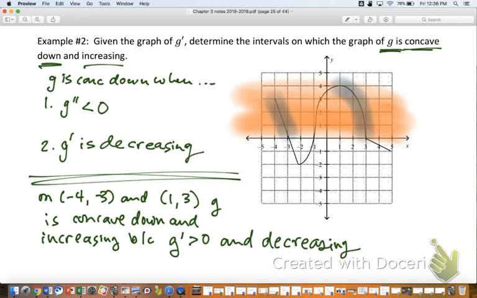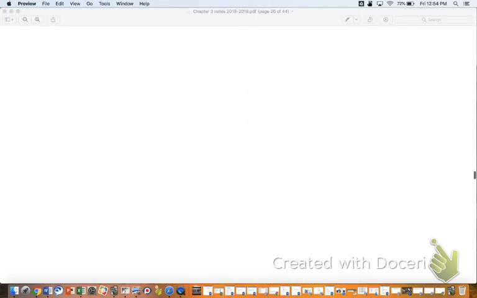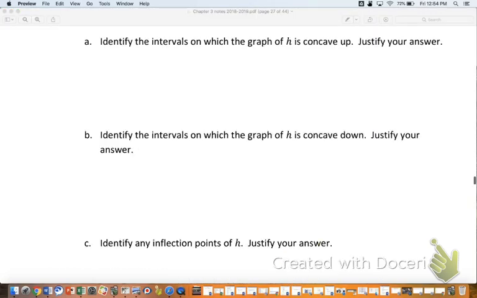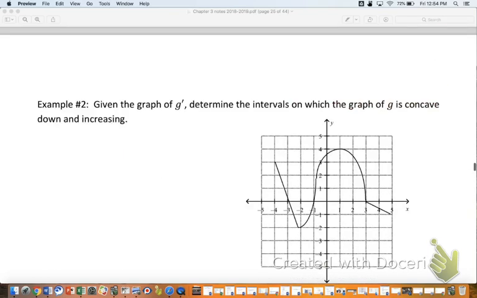Let's see here. I know we're short on time. Let me just see what we got here. Points of inflection. Oops. There we go. Okay. Yeah, we'll do our best on Monday or Tuesday, I guess, for you guys.